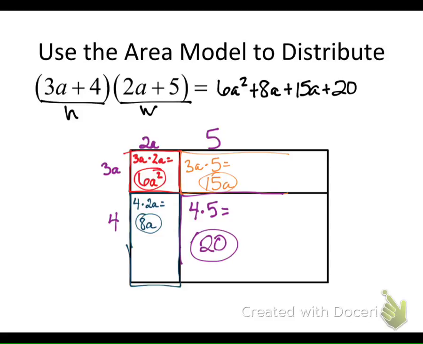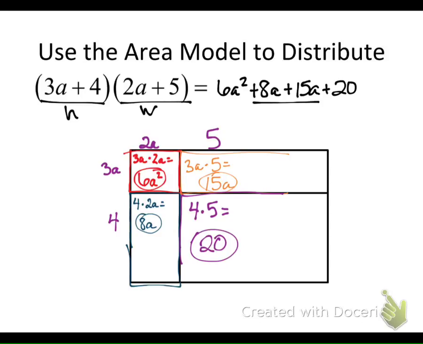My final answer, yes or no? No. Where did the rest of my numbers go? Oh, there. Not my final answer because I have to combine like terms, right? So what are my like terms that I have up here? Perfect, thank you. So 8a and 15a are going to equal 23a.